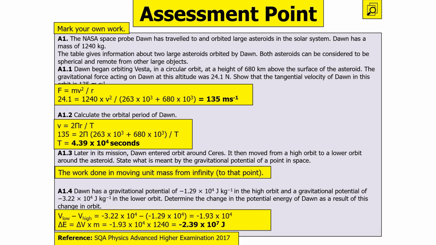And then the change in potential energy, when you're working it through, needs the change in potential, which you can work out to be minus 1.93 times 10 to the 4. Then the work done is the mass times this change in potential. You've got the mass of the thing that's moving, which is Dawn in this case. So it's minus 2.39 times 10 to the 7 joules.